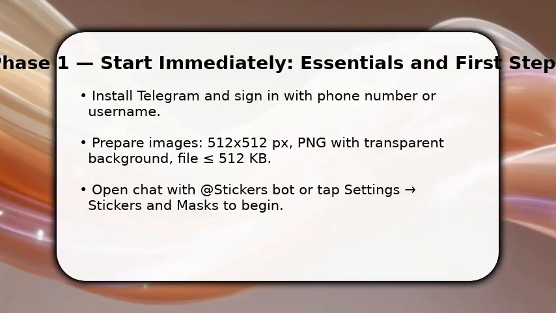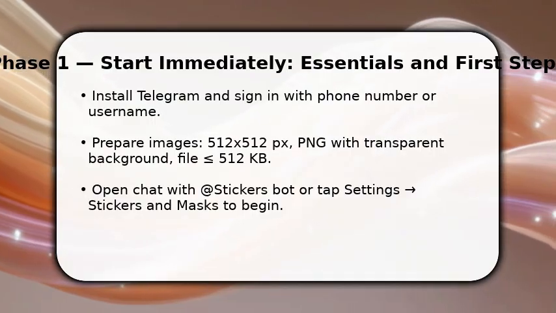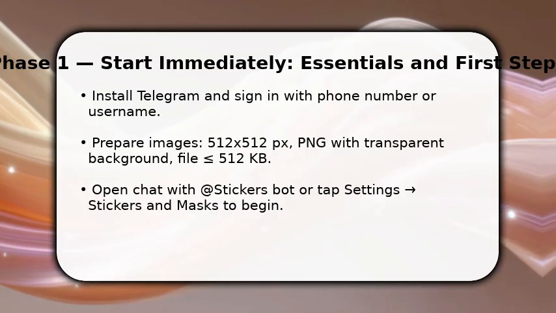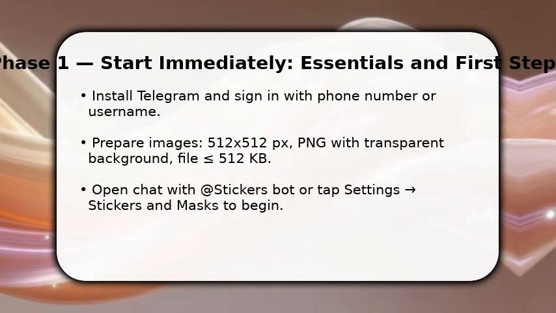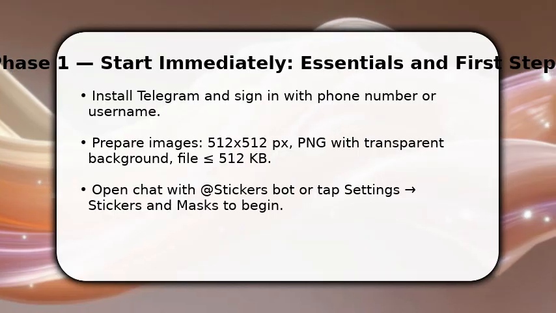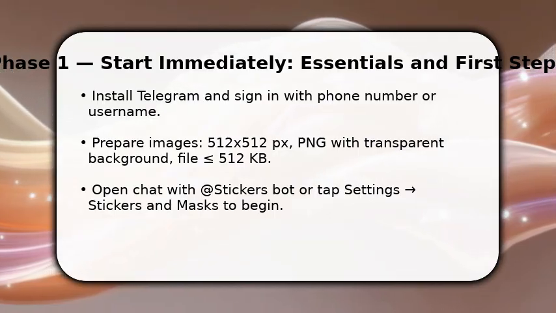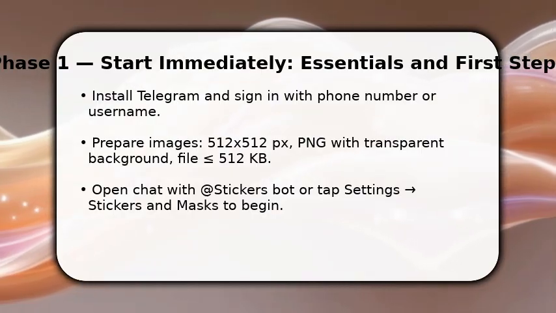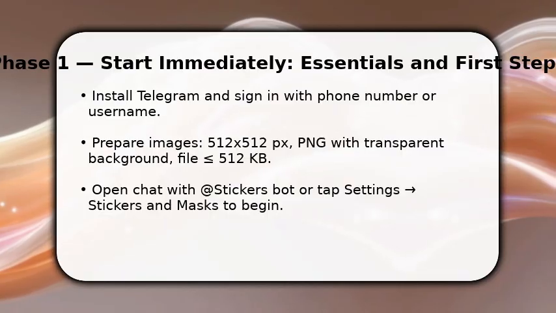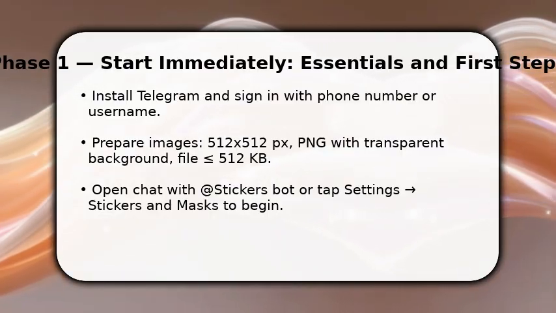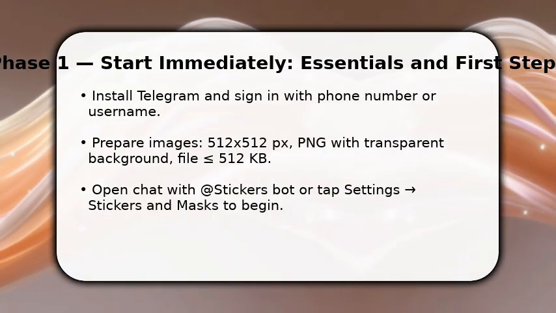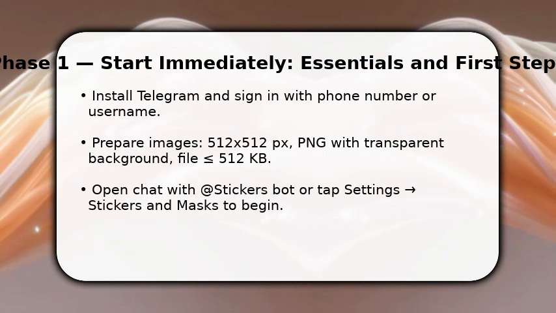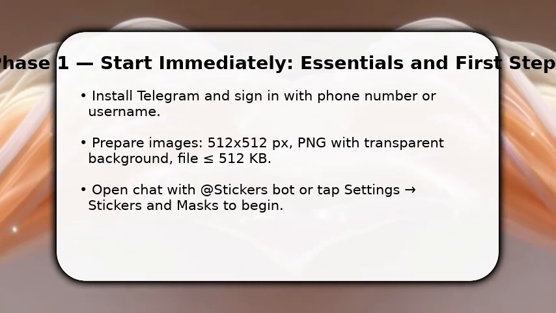You already have Telegram, now move fast. Open a chat with the Stickers bot or go to settings, right arrow stickers and masks to start a pack. Prepare each image at 512 x 512 pixels, PNG with transparency, and keep files under 512 KB so Telegram accepts them. Once ready, tell the bot you want a new pack, give it a clear pack name, and be ready to upload images sequentially. This sets the foundation. Make sure your images match Telegram specs to avoid upload errors.